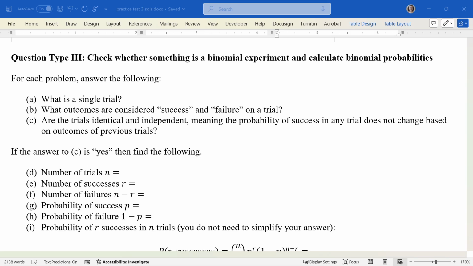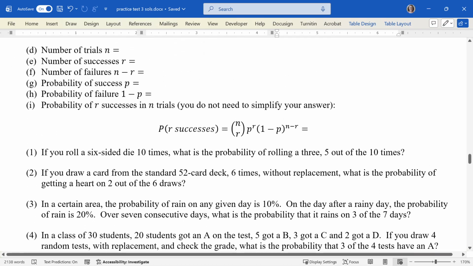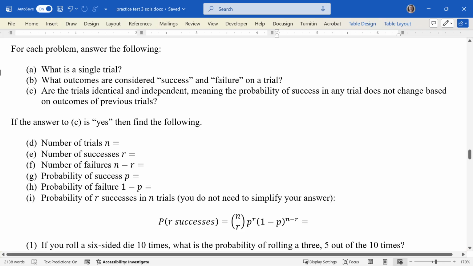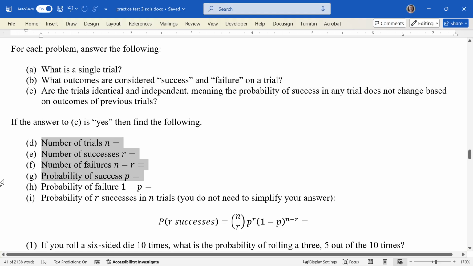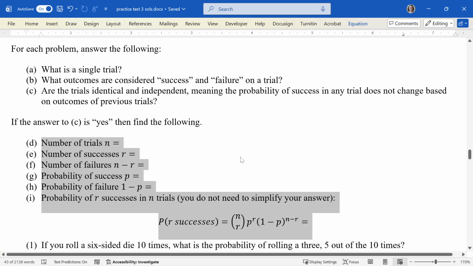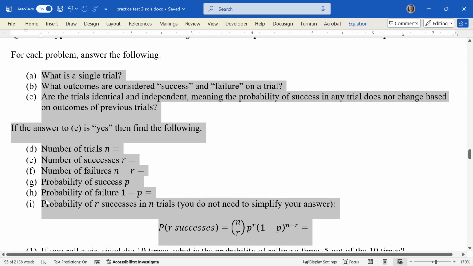Hello everyone. In this video, I'm going to go over some questions about binomial experiments and binomial probabilities. So I have a bunch of different problems down here from 1 to 5. And for each question, I'm going to go over some parts to determine whether it's actually a binomial experiment or not. And then if it is, I'm going to go ahead and calculate all the different variables that I need and plug those into the binomial experiment probability formula. Okay. So I'm basically just going to paste this stuff under each of these questions down here, and we'll go through them one at a time.